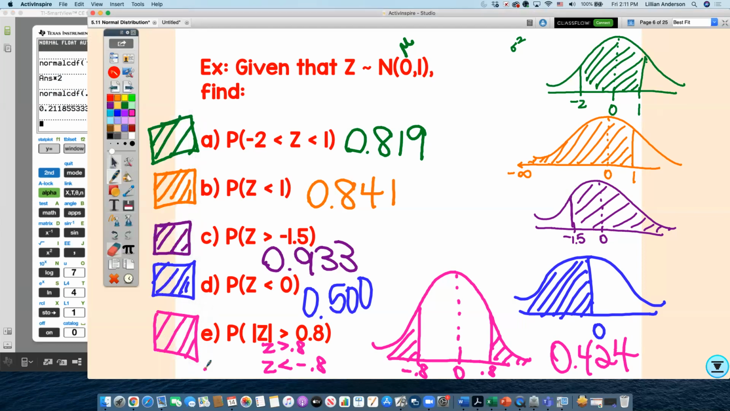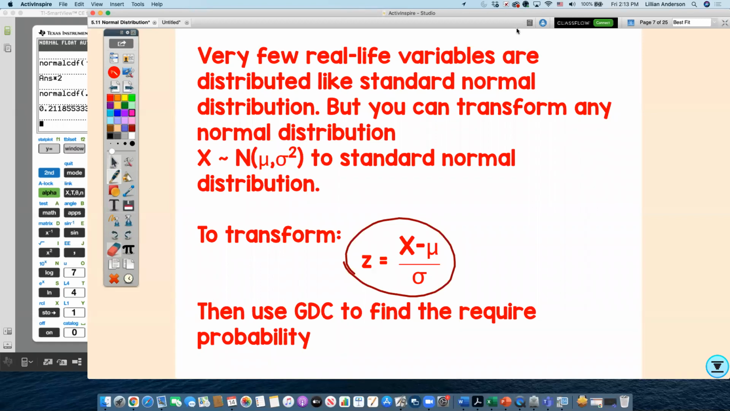So this is how you find normal distribution. This is, of course, for a standard normal distribution. Very few real life variables are going to model a standard normal distribution. They're going to follow a regular normal distribution. But knowing how to transfer from a normal distribution to a standard normal distribution is helpful. And you'll see some examples of why this formula that I've circled in the darker red color is important. It's Z equals X minus mean over standard deviation.